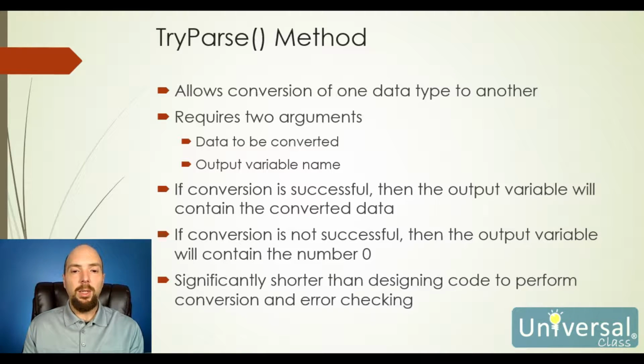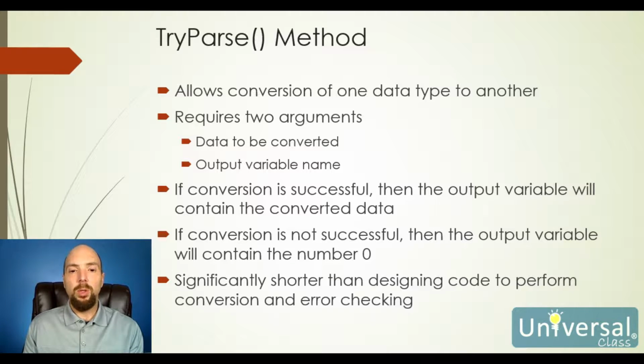But let's say I try to take something like the word Bob and convert that to a double. That's not going to work. If I were to do a Convert.ToDouble and try to convert Bob, Bob is not something that looks like a number, so it would actually throw an error and crash my whole program.